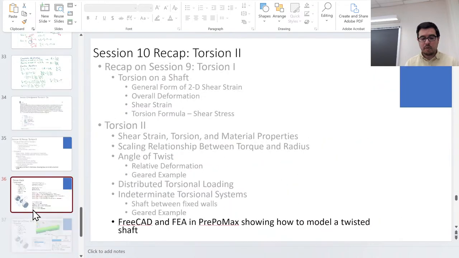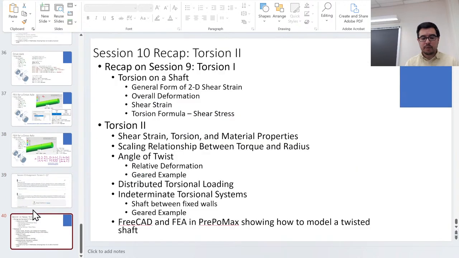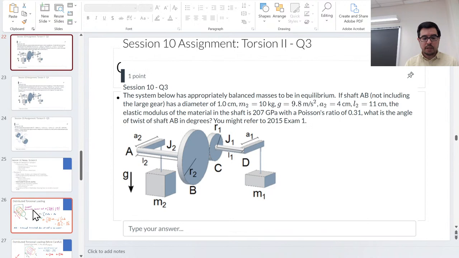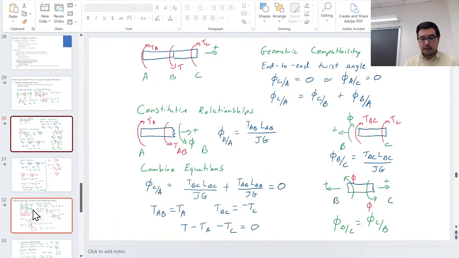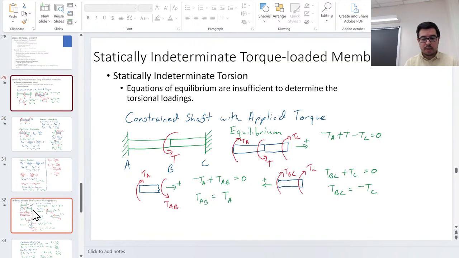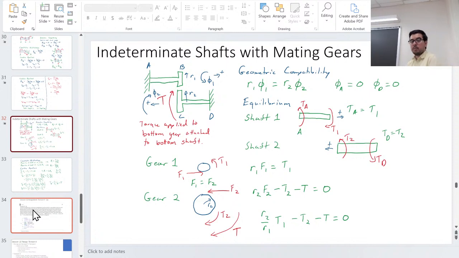But it is complicated. When we look at what's happening for geared systems, here's a geared system. These are confusing. They confuse me, and I think they confuse a lot of people. There are essentially two big things that you want to keep in mind when you have two gears mating with each other. One is how their angular displacements relate to each other.